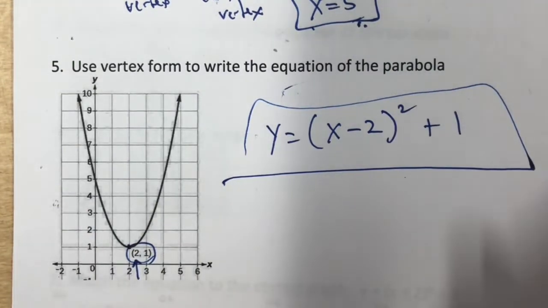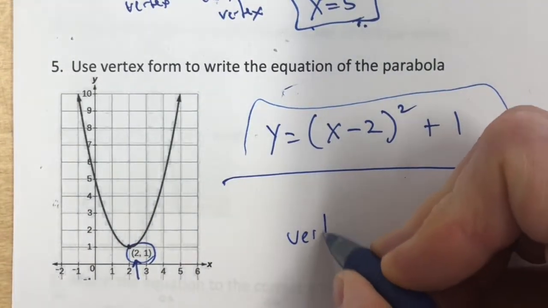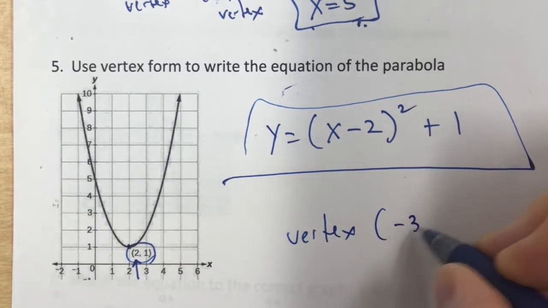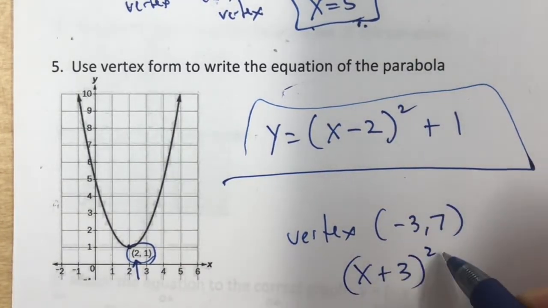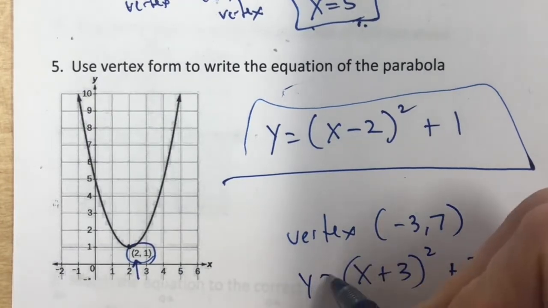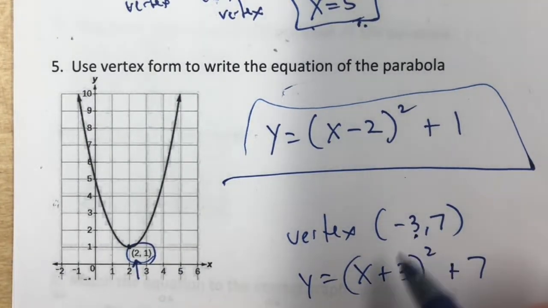Now, just for your benefit, if the vertex was negative 3, 7, then it's going to be x plus 3, and then plus 7. That's what it would be. So it's the opposite of this in here, and then that number there.